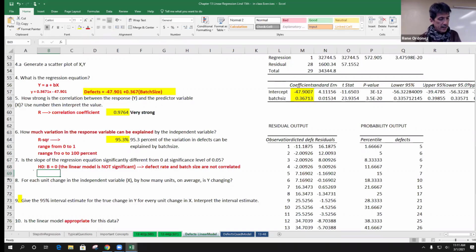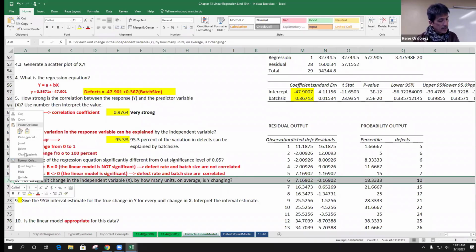The alternate hypothesis would say that the actual slope of the equation is not equal to 0. Translation: the linear model is significant. Translation: the defect rate and batch size are correlated. All right?